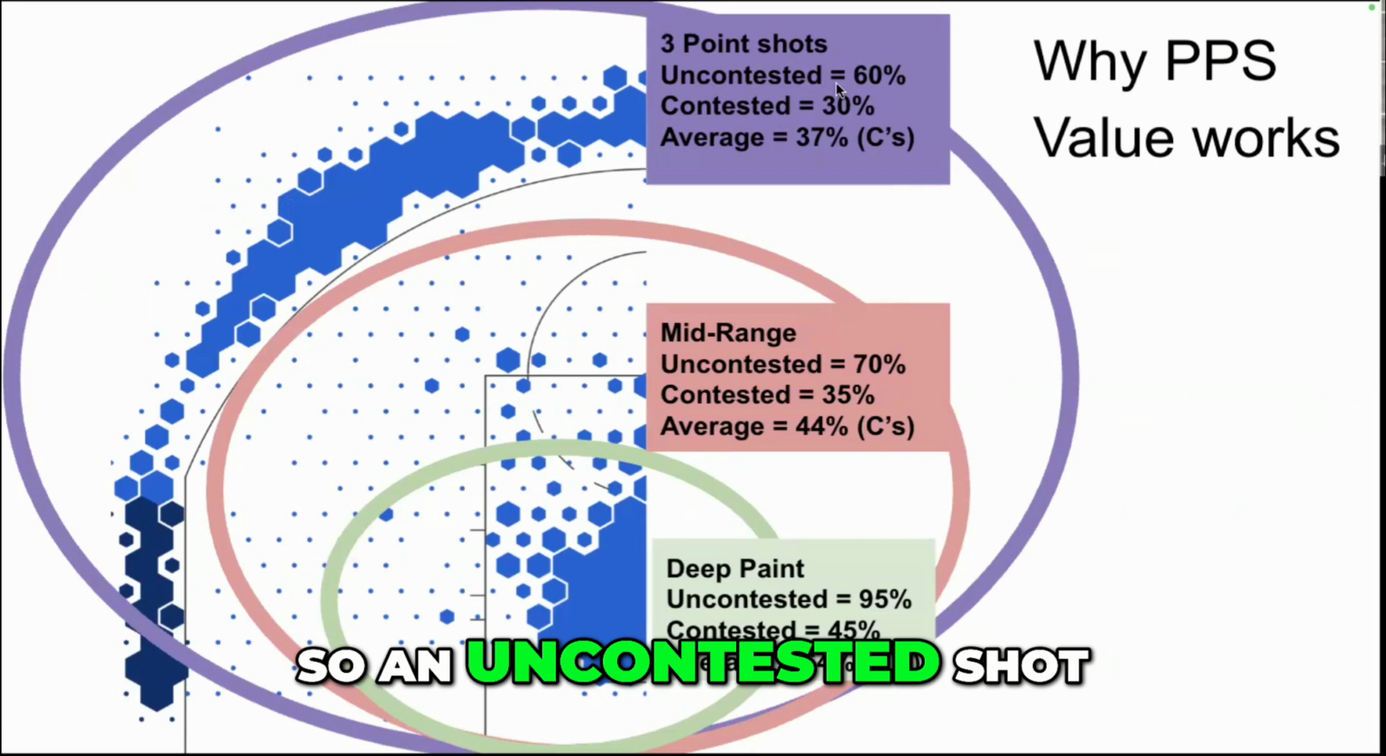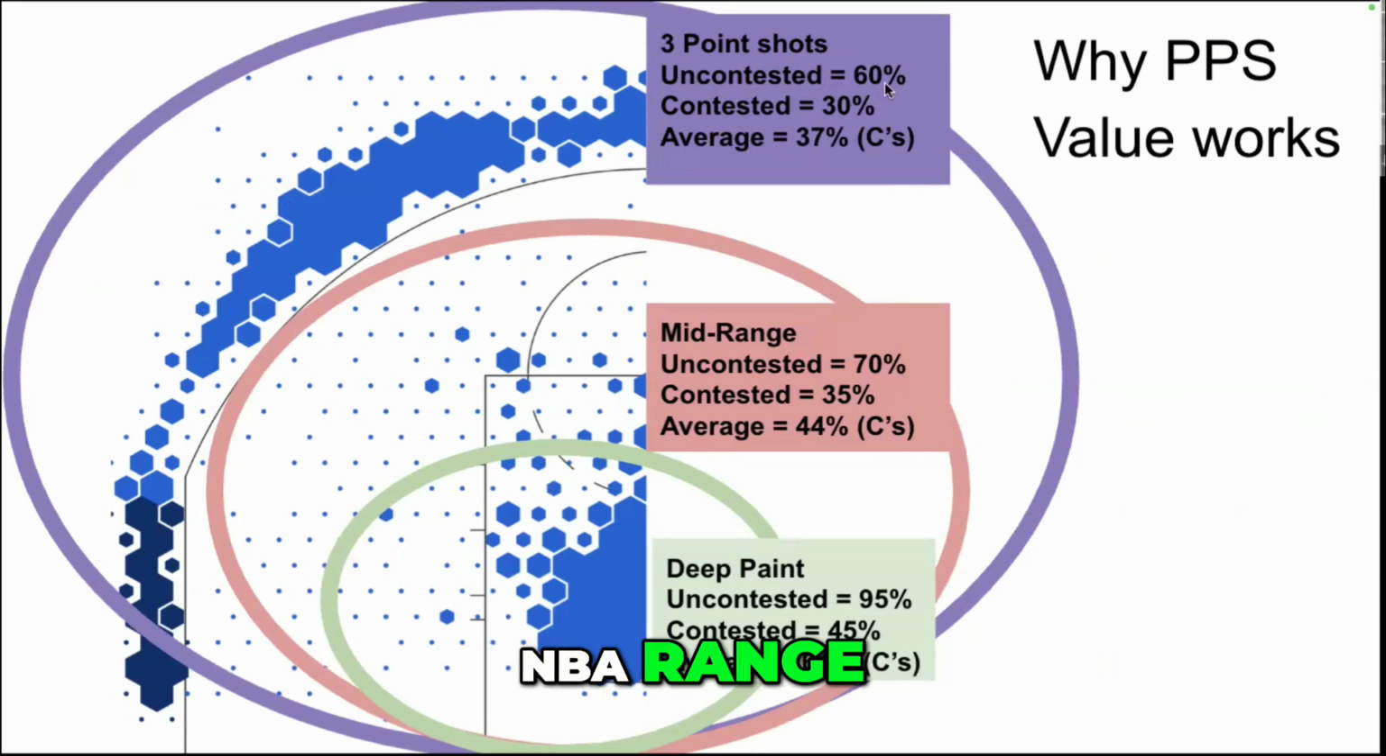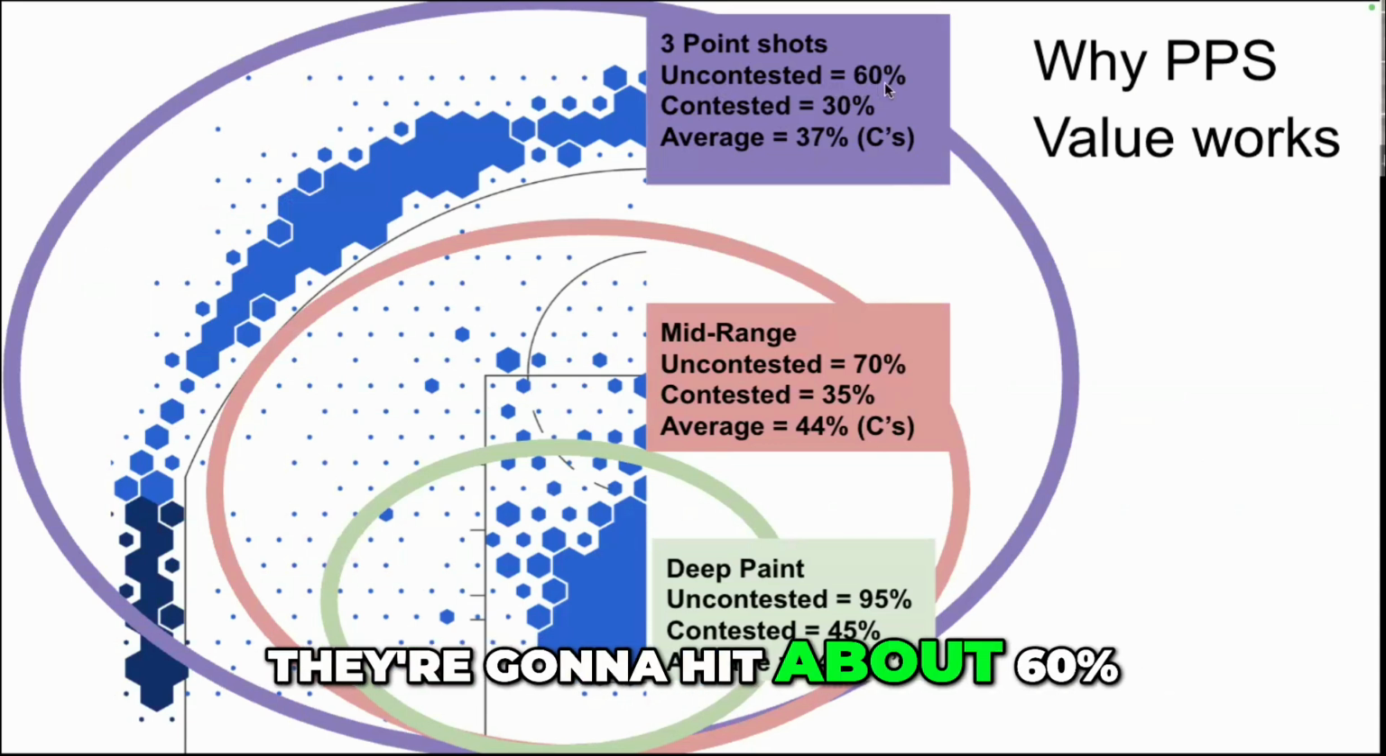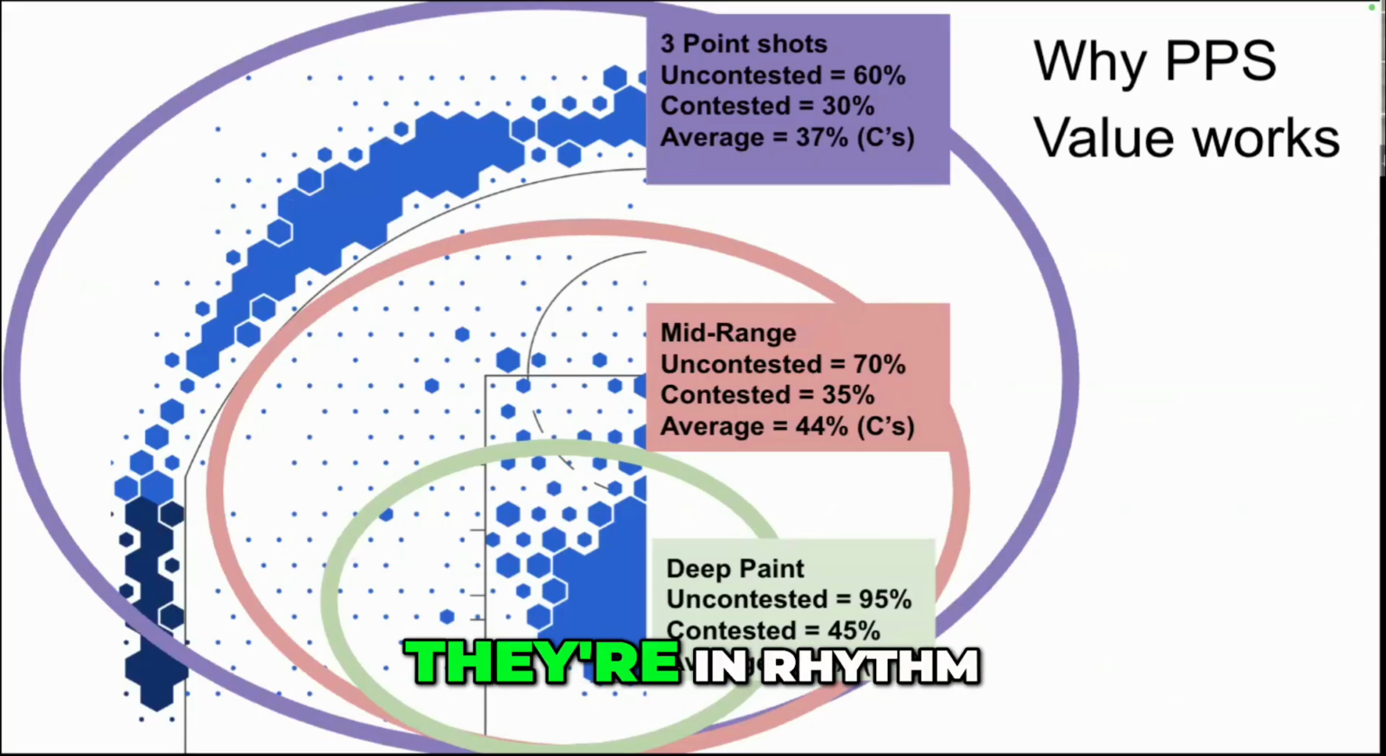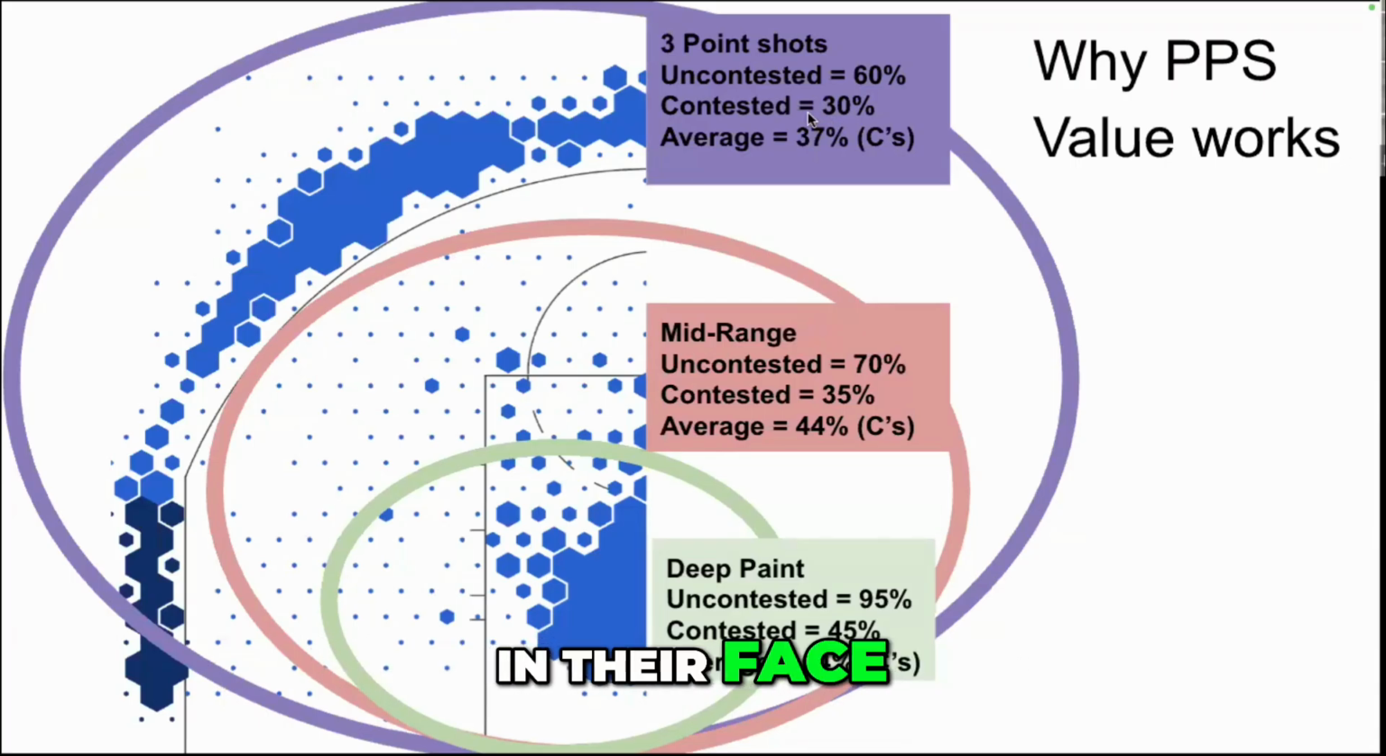So an uncontested shot, NBA range, right? An NBA shooter at least, they're going to hit about 60%. Nobody's nearby, they're wide open, they're in rhythm, they're going to hit a lot of those shots, even from deep range. What we see contested is just about perfectly half. When there's a hand in their face, they miss twice as much, right?